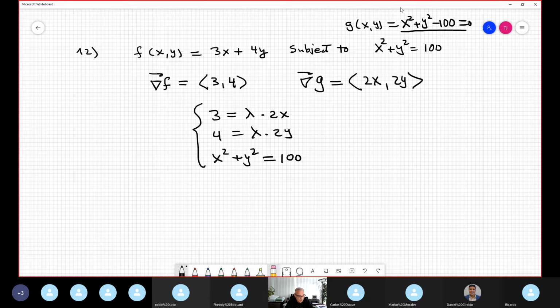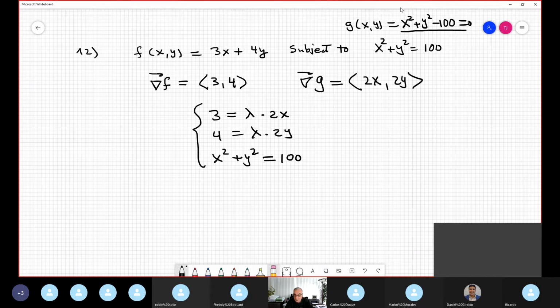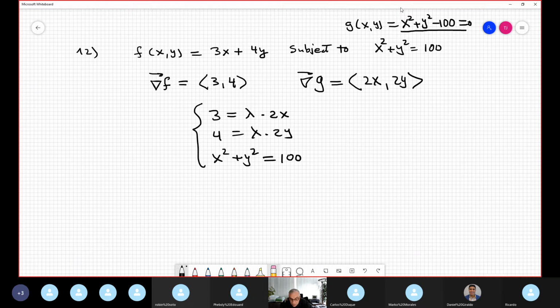So, can somebody help me or no? To determine x, y, and the minimum. Come on, sure. Come on. I am bored of doing that. I waited for you, but for today, quickly.